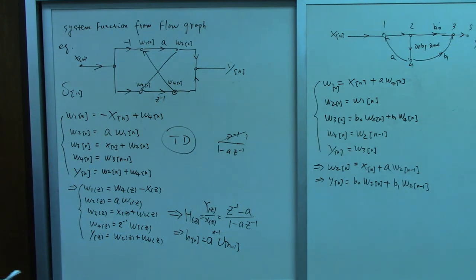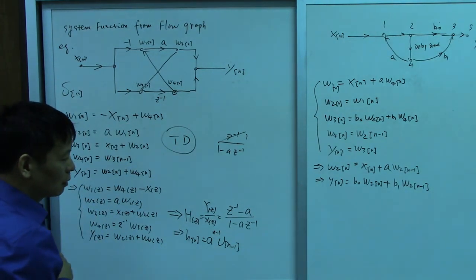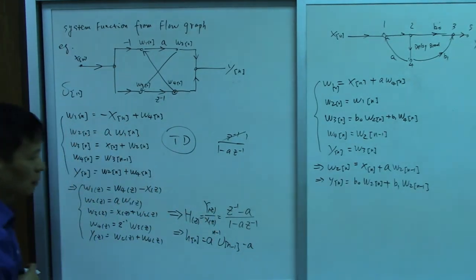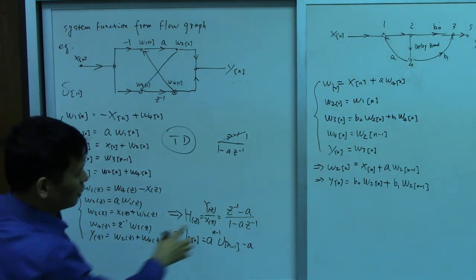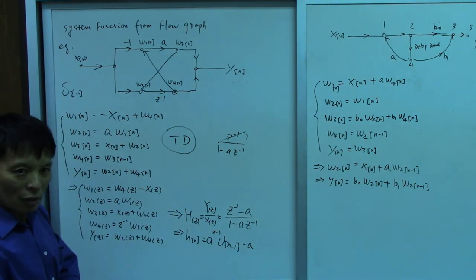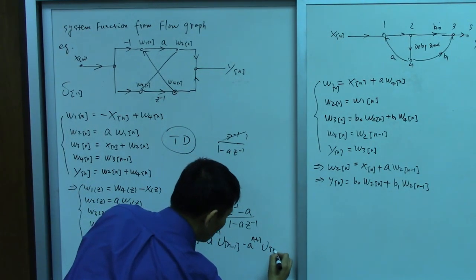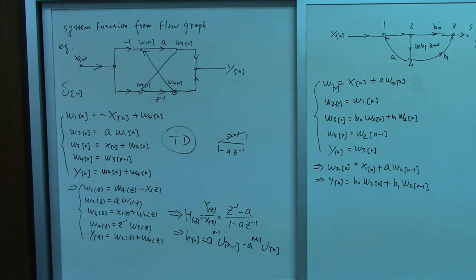Okay. The next one is this. So minus a, and times what? This is z^-1. This is a. So still a^n u[n], right? But multiplied by this a, so that is plus 1 u[n]. Any questions on this?